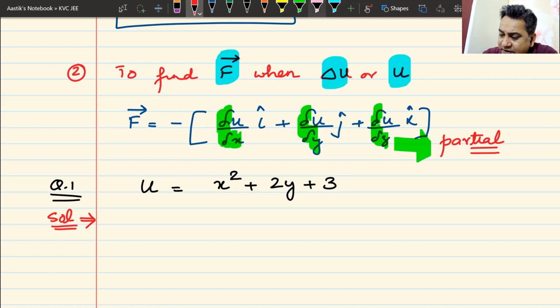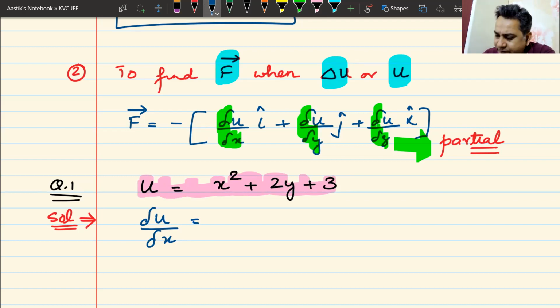How do you do it? We just need to calculate the partial derivative of this with respect to x, with respect to y, with respect to z. Let us first do it with respect to x, del u by del x. I have to calculate the partial derivative of this entire thing. The partial derivative of x squared with respect to x is simply 2x. The partial derivative of 2y with respect to x is 0 because it's a constant. The partial derivative of 3 with respect to x is 0. So del u by del x simply becomes 2x.